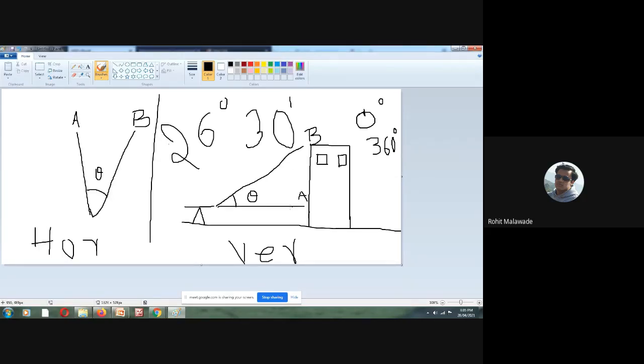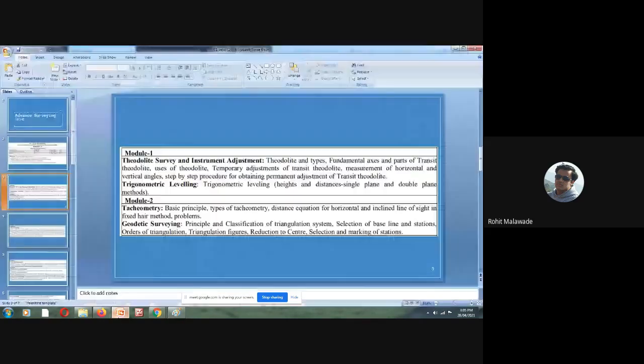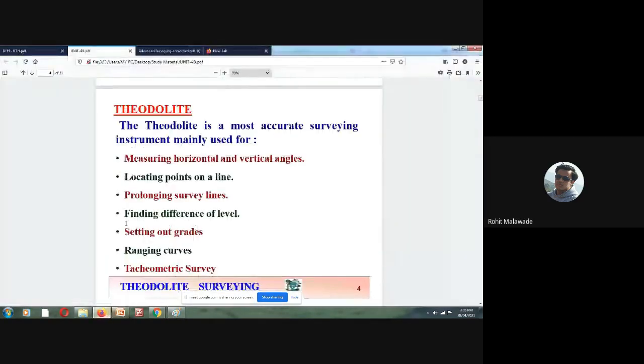Now, if I want to measure the angle between A and B, this particular angle, this is a vertical angle because these are present at different elevations. A is present at a lower height, B is present at a higher height. So the angle between A and B is called a vertical angle. We can also measure it by using the theodolite. Okay, so I hope you are getting it.